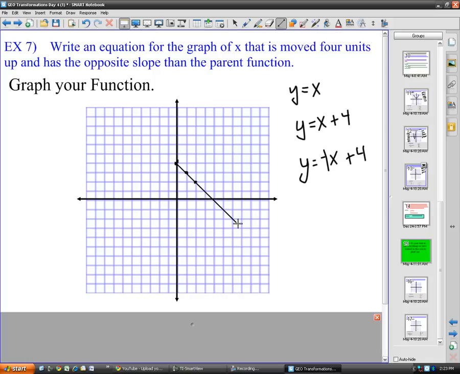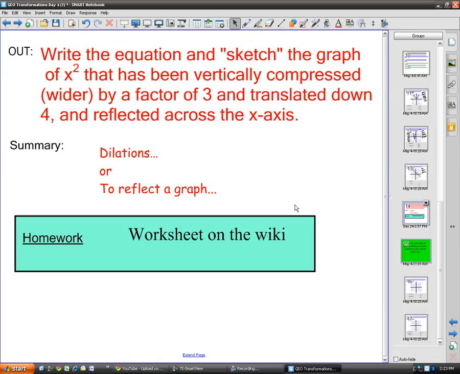Okay? So then we're at our last one, and it says sketch a graph for x squared that is vertically compressed, it's wider, by a factor of 3. So that means we're going to multiply our parent function by 1/3. Then we have x squared, and they want it moved down 4 units, so outside the square, we're moving it down 4 units and reflected across the x-axis. We don't need anything else inside the function because we're not moving it left or right any.